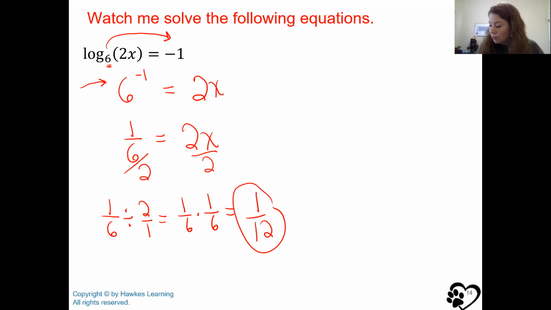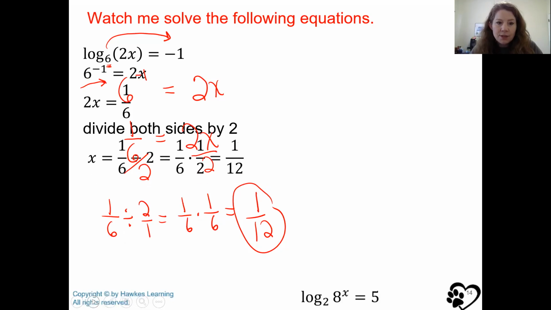And of course, if the directions say round to 2 decimal places, make sure you divide 1 by 12 in your calculator and you round that correctly. All right, what's next?